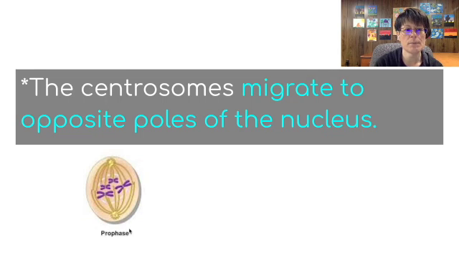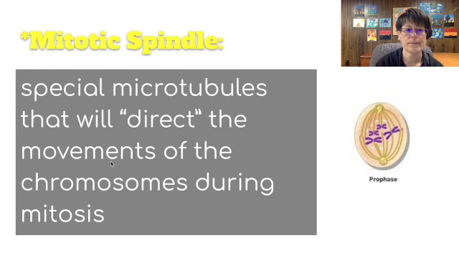The centrosomes migrate to opposite poles of the nucleus. These are the centrosomes right here. The mitotic spindle forms. These are special microtubules that will direct the movements of the chromosomes during mitosis. So you can see that mitotic spindle, sometimes also called the spindle fibers, forming there and connecting to the centrosomes.